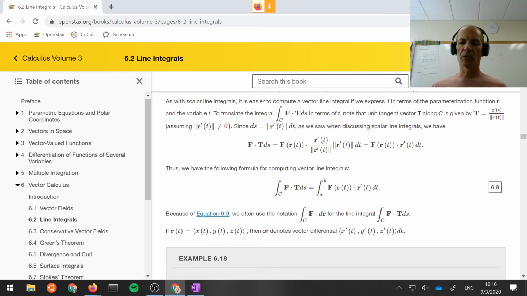To compute the line integral of F dot T ds, you evaluate the vector field along the path r of t, and you simply dot it with r prime of t, integrate it over the parameter range, and you're done. This will give you the work, the physical quantity work of moving along this trajectory through this field.